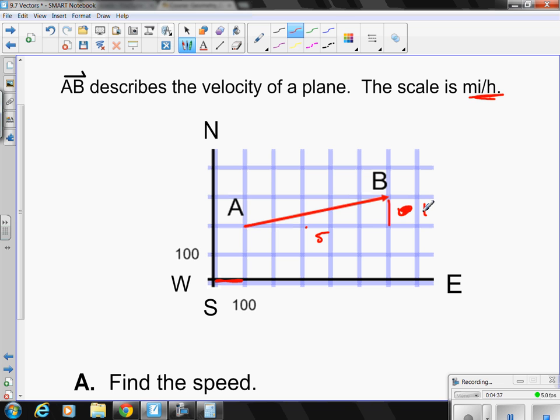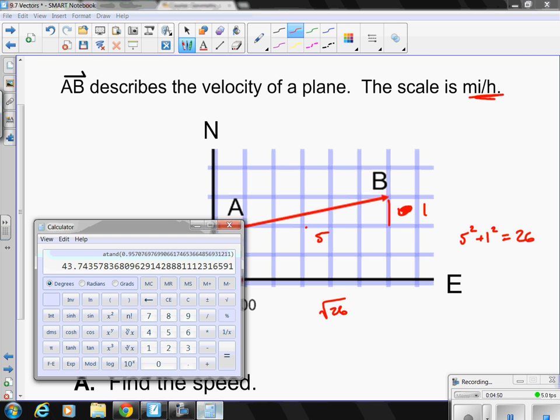So we'll think of that as 1. So 5 squared plus 1 squared is 25 plus 1, 26. So the magnitude is the square root of 26. Now we're going to use a calculator. We don't want to just simplify that.